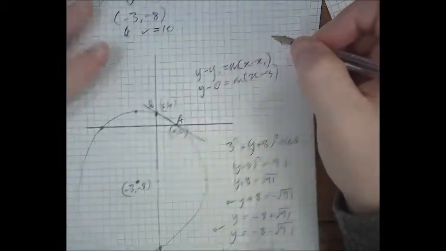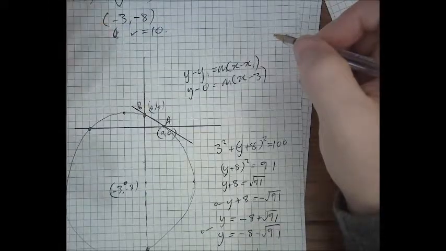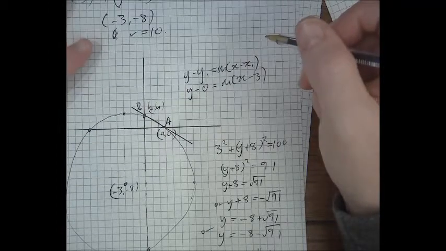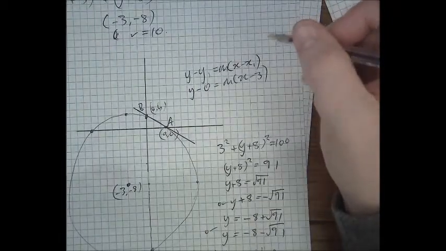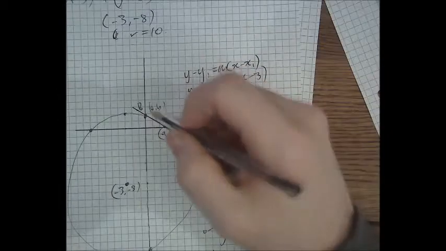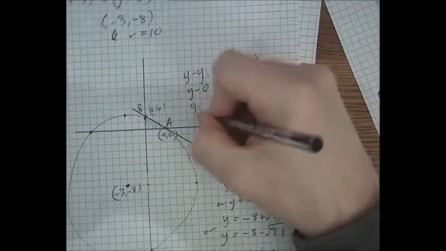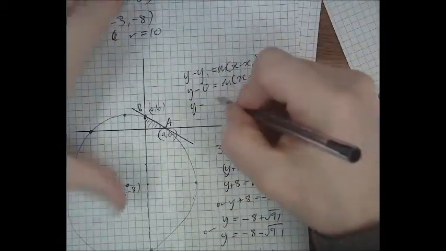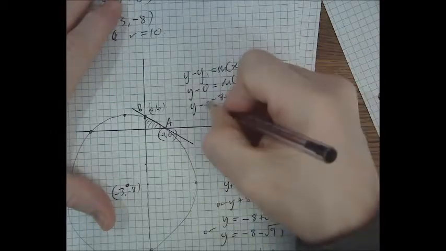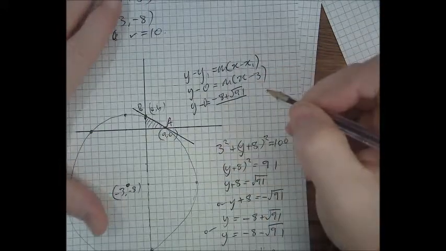The best method for getting a gradient on this is just to use that triangle. How high is it? It's -8 plus root 91. And how wide is it? It's 3.